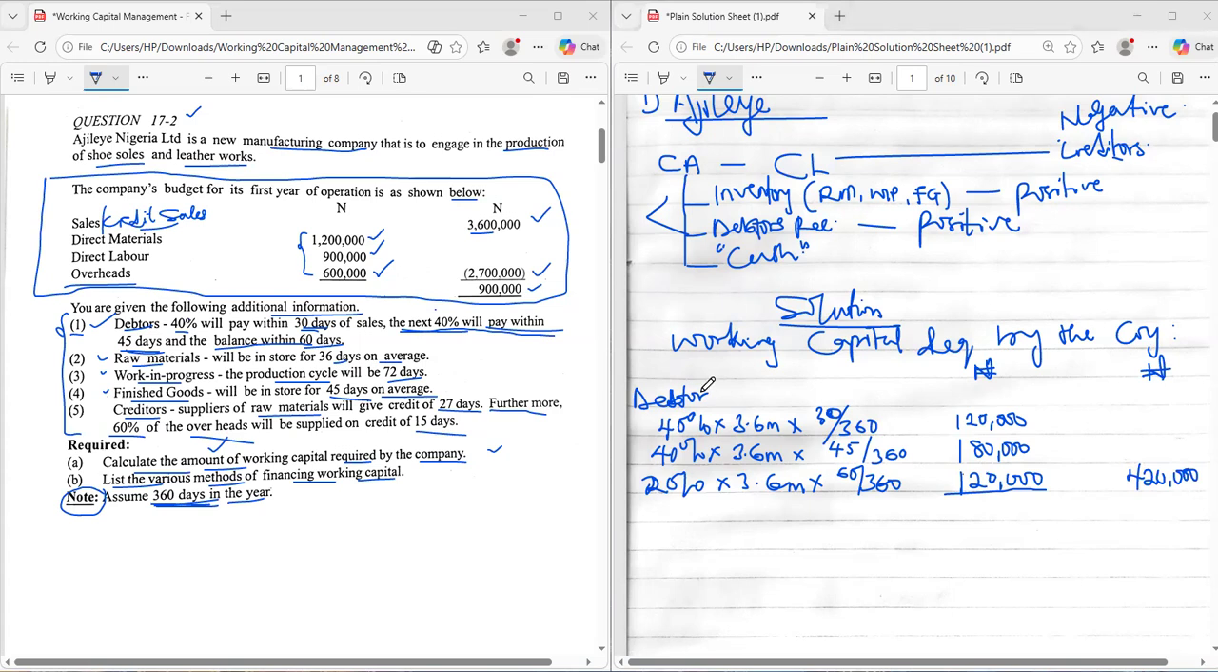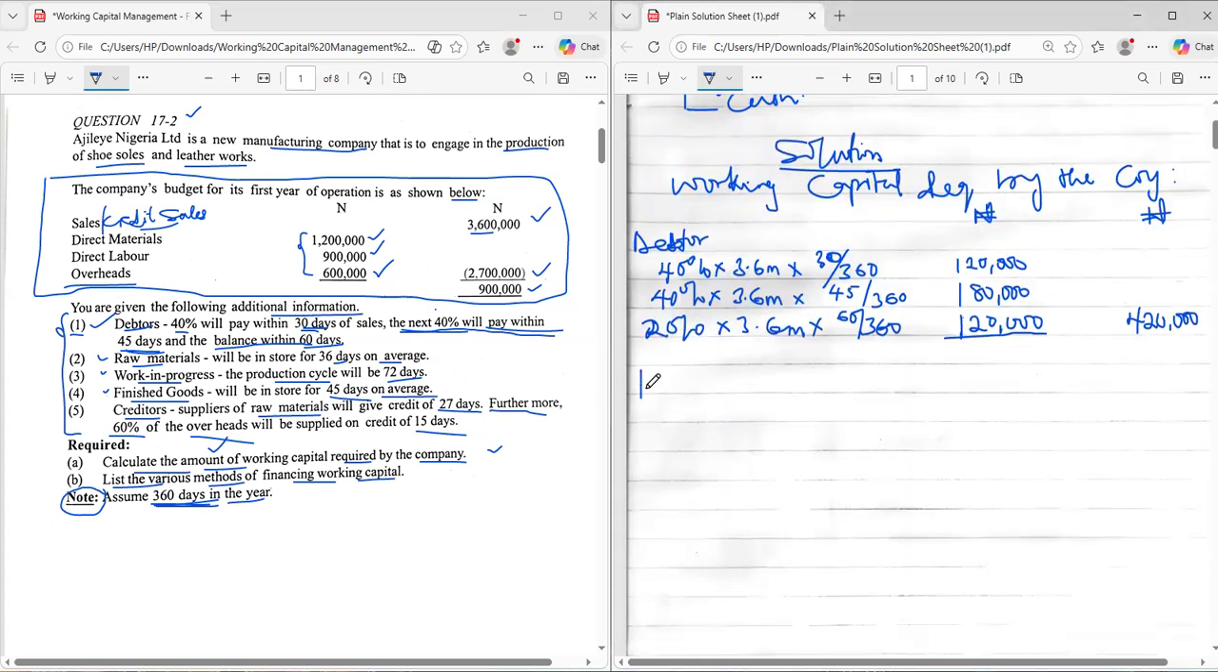Okay. Since we are done with debtor, now let's move to inventory. In this question, we have 3 levels of inventory. Can you see them? Take number 2, number 3, and number 4. I'm going to solve for them one after the other. Let's start with raw material, which is the easiest, because you must understand raw material first. Somebody will do work in progress and another person will do finished goods.